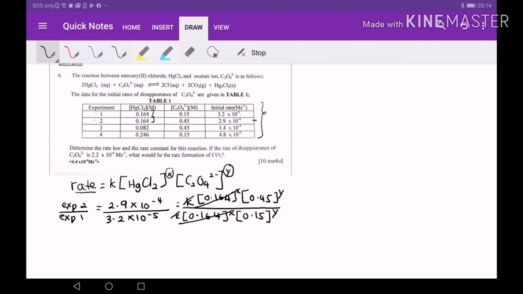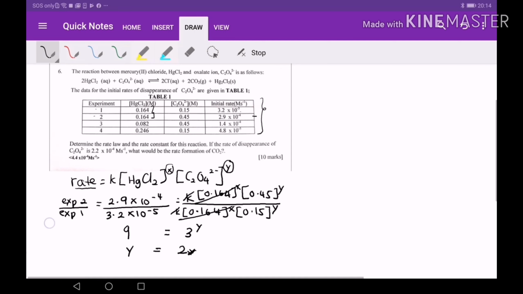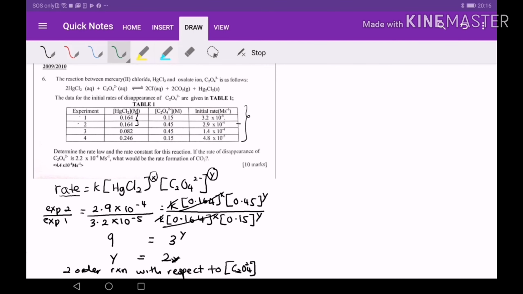So kita selesaikan kedua-dua belah. So 2.9 kali 10 kuasa negatif 4 bahagi dengan 3.2 kali 10 kuasa negatif 5, kita dapat 9 sama dengan 0.45 bahagi 0.15 kita dapat 3 kuasa Y. So kat sini kita dapatlah kuasa Y sama dengan 2. So it is a second order reaction with respect to concentration of C2O4.